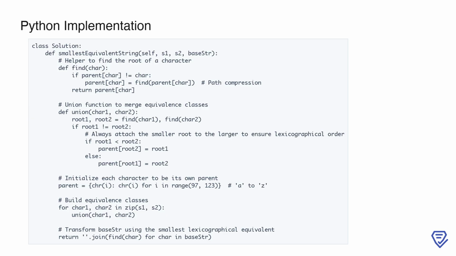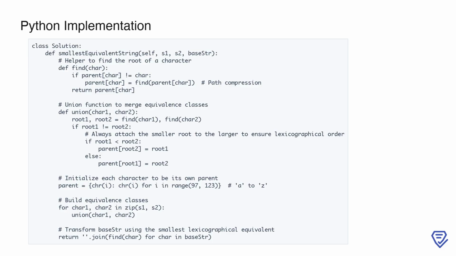This implementation solves LeetCode problem number 1061, lexicographically smallest equivalence string, by constructing equivalence classes among characters using the union find, disjoint set, data structure. First, we define two helper functions, find and union. The find function retrieves the root parent of a given character while performing path compression, ensuring that every character directly points to its root for efficiency. The union function merges two equivalence classes by attaching the smaller root to the larger one to maintain lexicographical order.